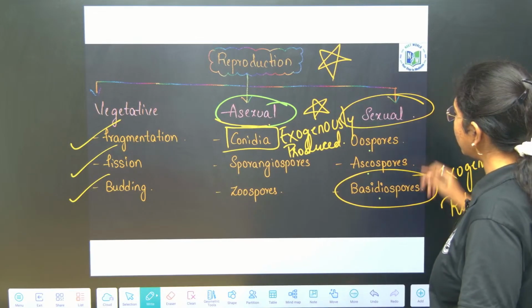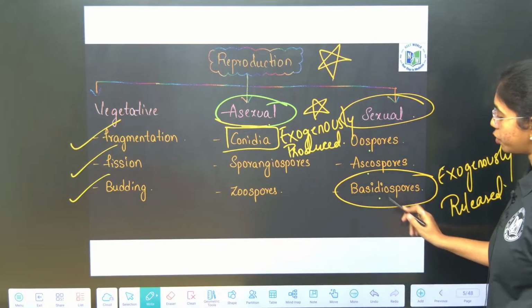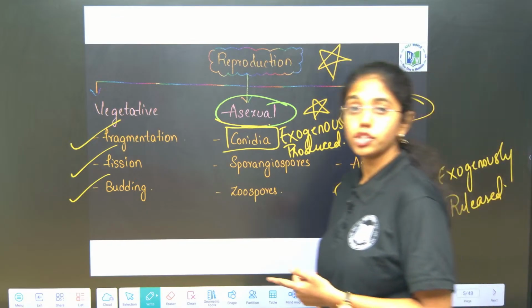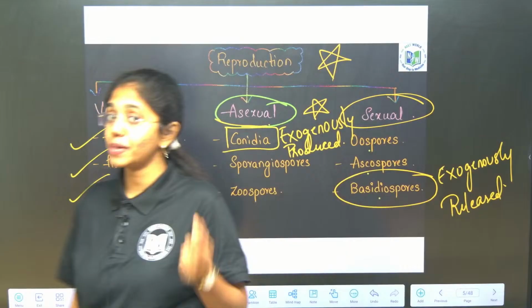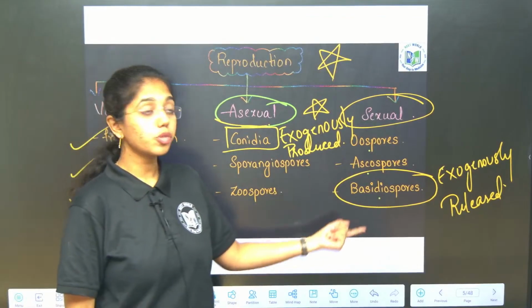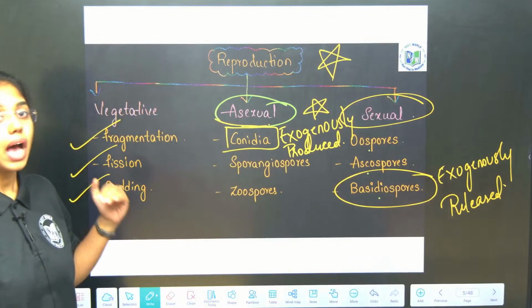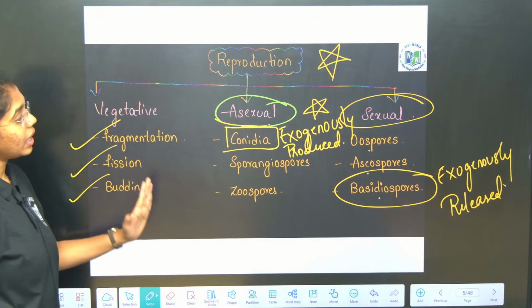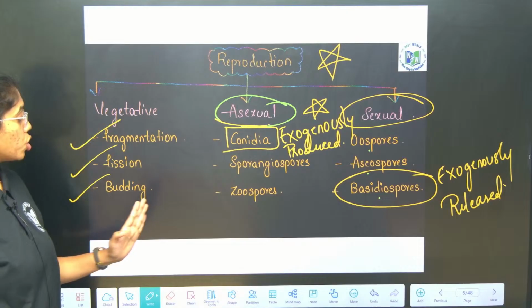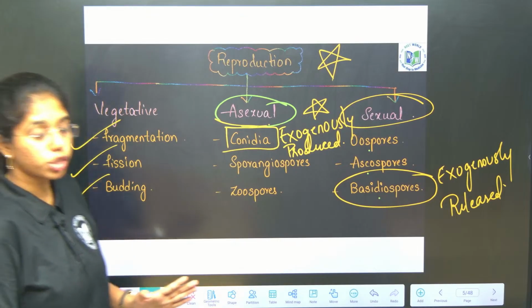Fine. And these are again endogenously released. Basidiospores are exogenously released sexual spores of the class Basidiomycetes, and ascospores are endogenously released sexual spores of the class Ascomycetes. These are the list of asexual and sexual spores you have to remember for sure.